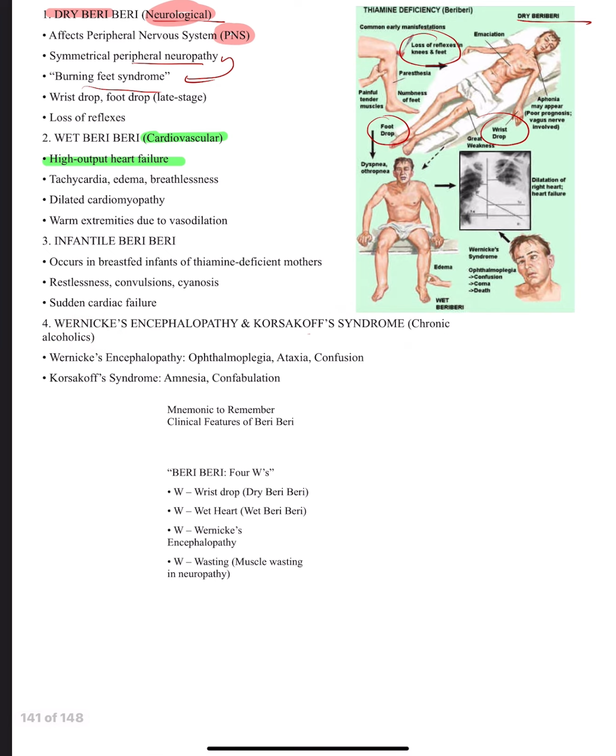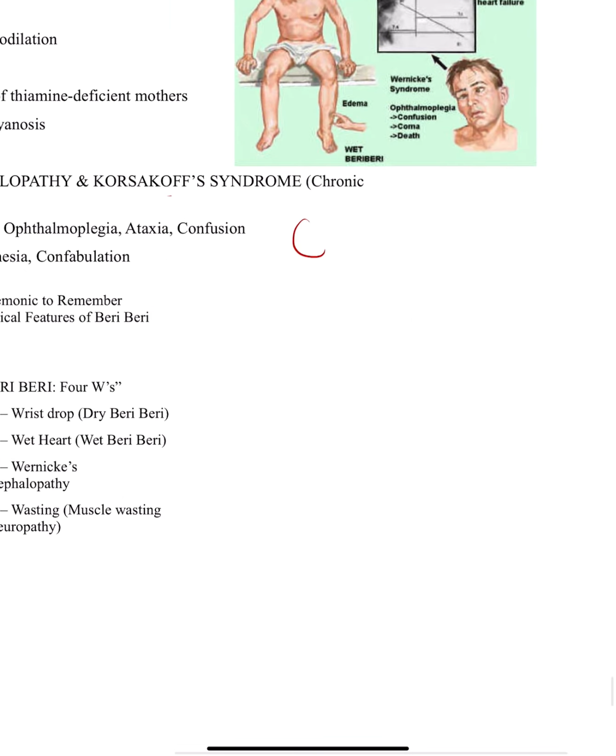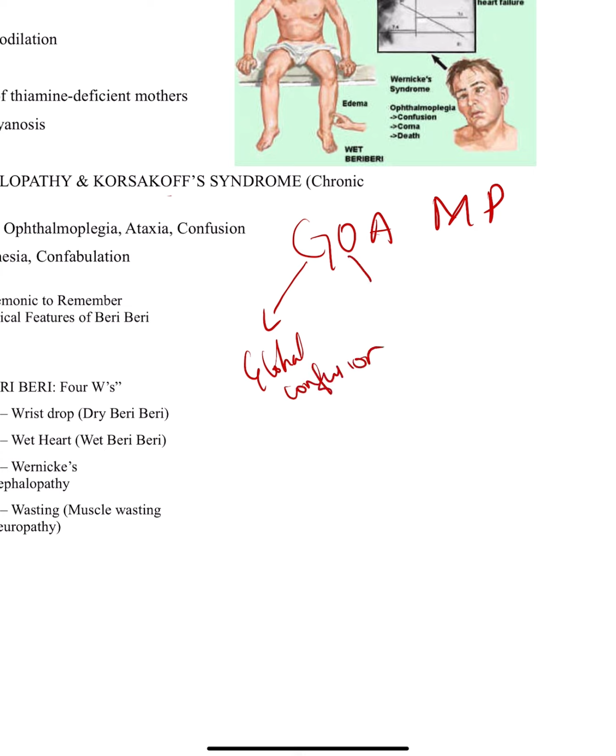And for Wernicke's encephalopathy, there's a very famous mnemonic that's called GOA MP. Global confusion they'll have. Then they'll come with ophthalmoplegia, as here I have written ophthalmoplegia. Then they'll come with ataxia. So this is the patient with Wernicke's encephalopathy.